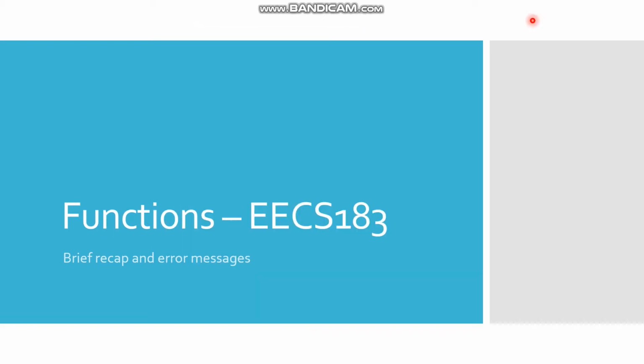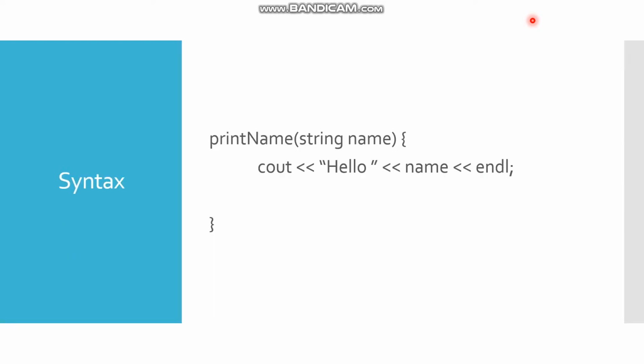Hello, let's have a brief recap on the functions topic and talk about some error messages that we may see in the compiler. So let's start off with this exercise. There's something missing from this piece of code. Could you tell what it is?